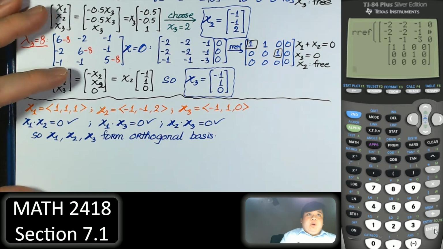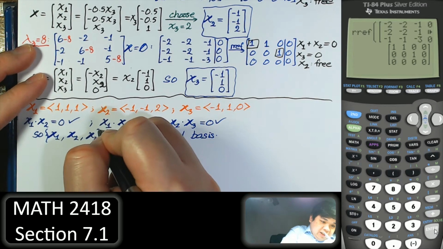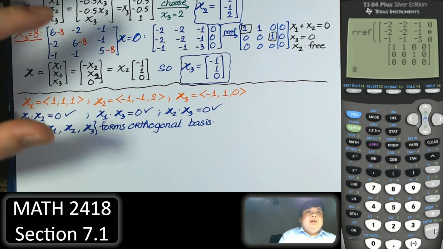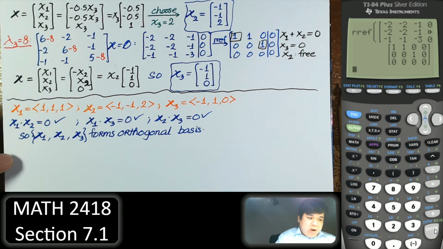They are orthogonal, so they will be linearly independent, and therefore they will form a basis. So this is the set that forms an orthogonal basis. Now let's do one step further and normalize x1, x2, x3.